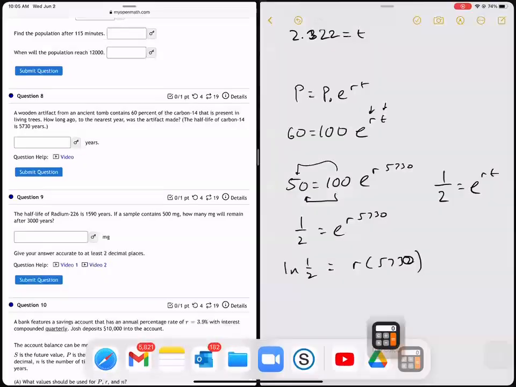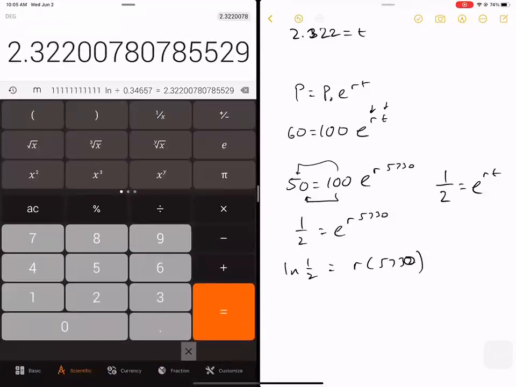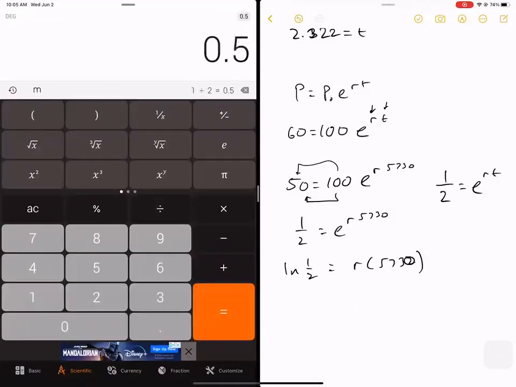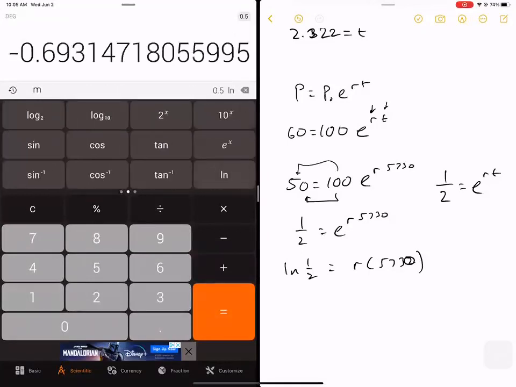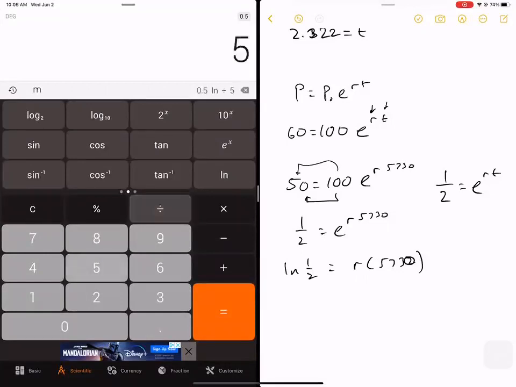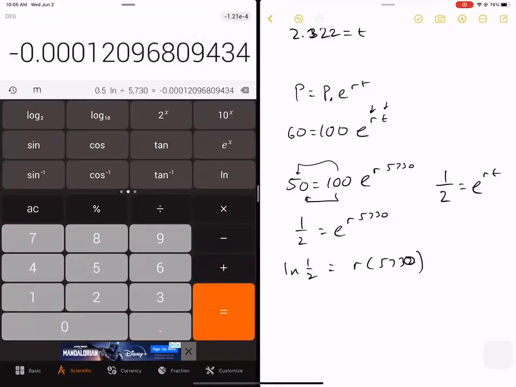And then now we're just going to take out our calculator to find out what our rate is. Again, these half-life models, they don't ever tell you the rate. You have to find the rate. So I'm going to say 1/2, 1 divided by 2, that's 0.5. I'm going to natural log this. Then I'm going to divide this by 5730.